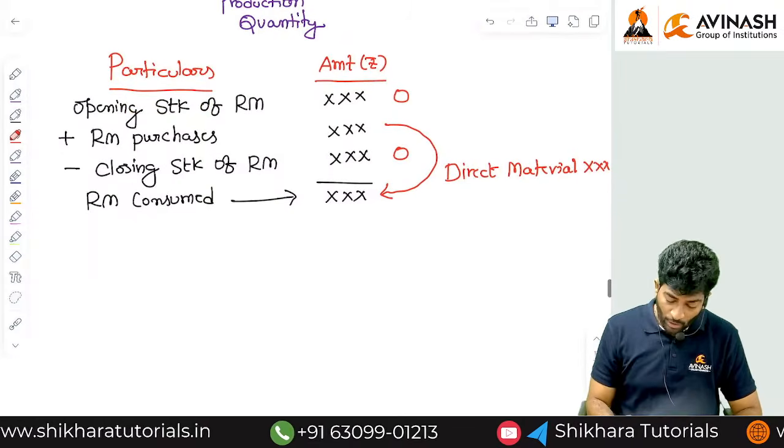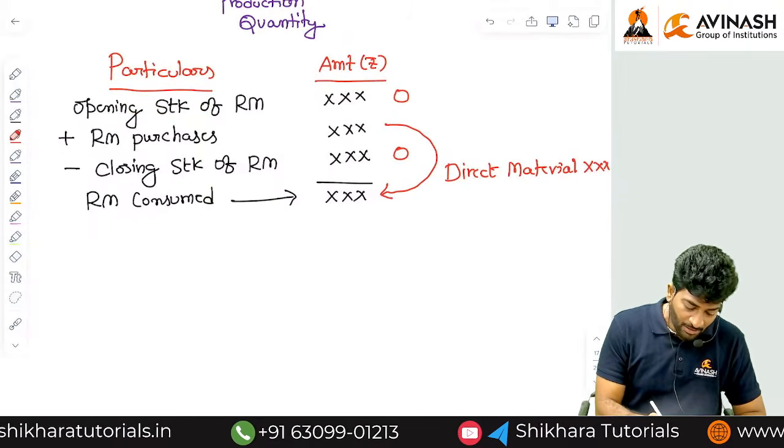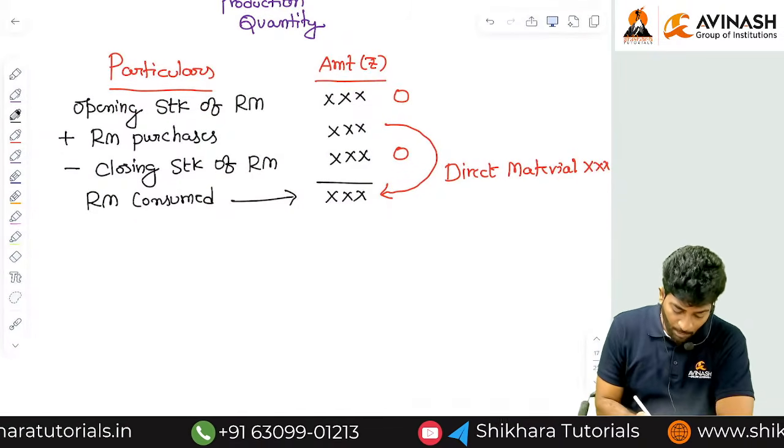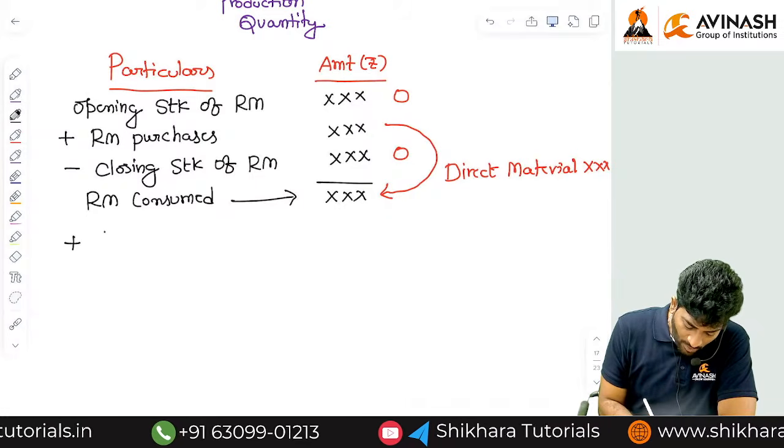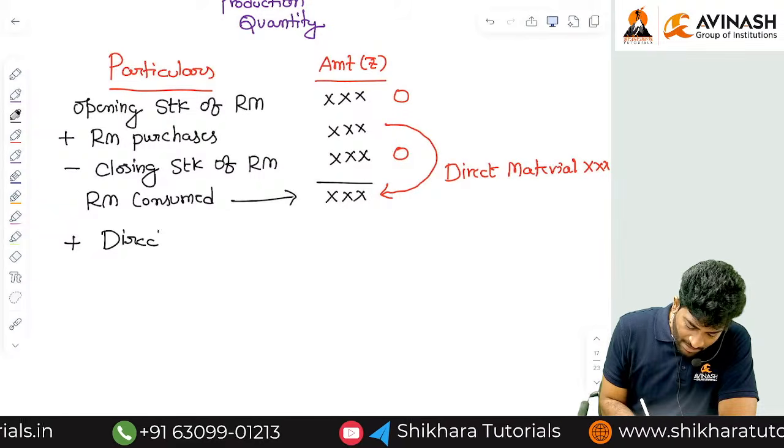Right. So we complete our first element of cost. Next element, after direct material, what is our next one, sir? Direct wages or labor.